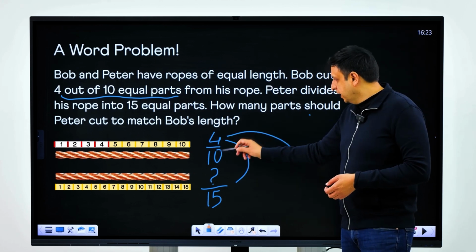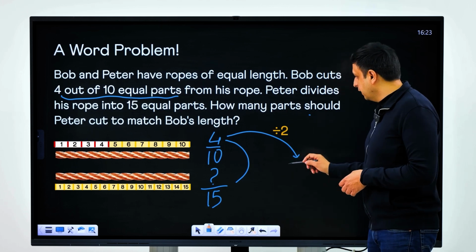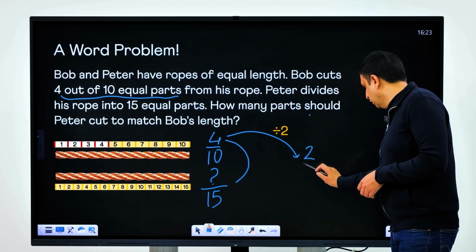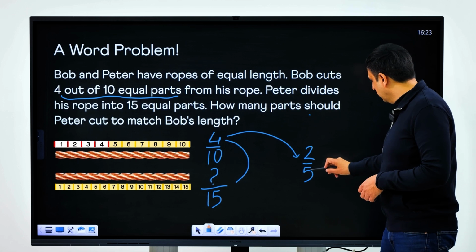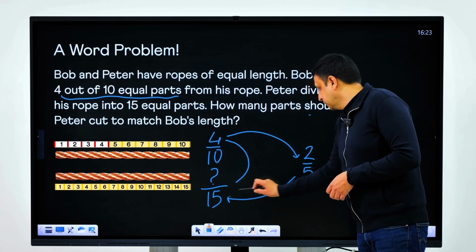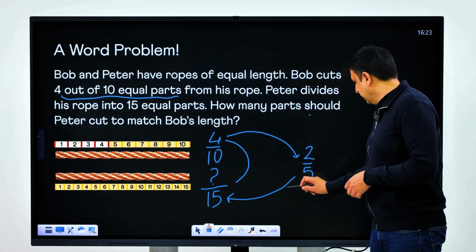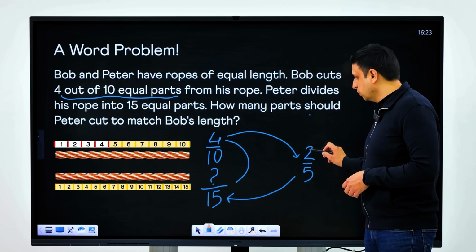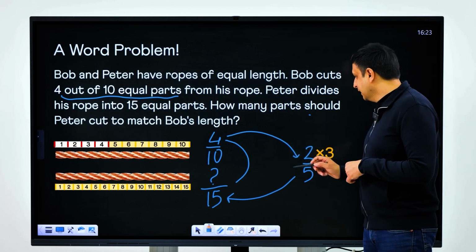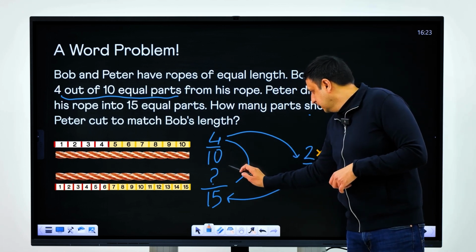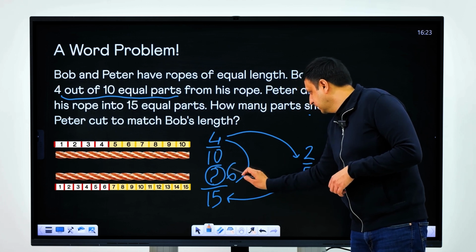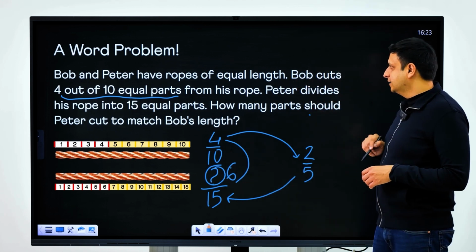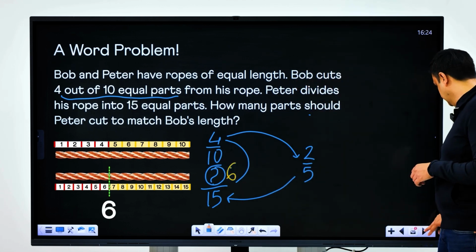The GCF of 4 and 10 is 2. So we divide above and below by 2. We get 2 over 5. And now we will go from 2 over 5 to question mark over 15. So 5 times 3 is 15, and therefore we'll also need to multiply 2 by 3 and that will give us 6. So the question mark here will be 6 over 15. And therefore the answer to this problem is 6.